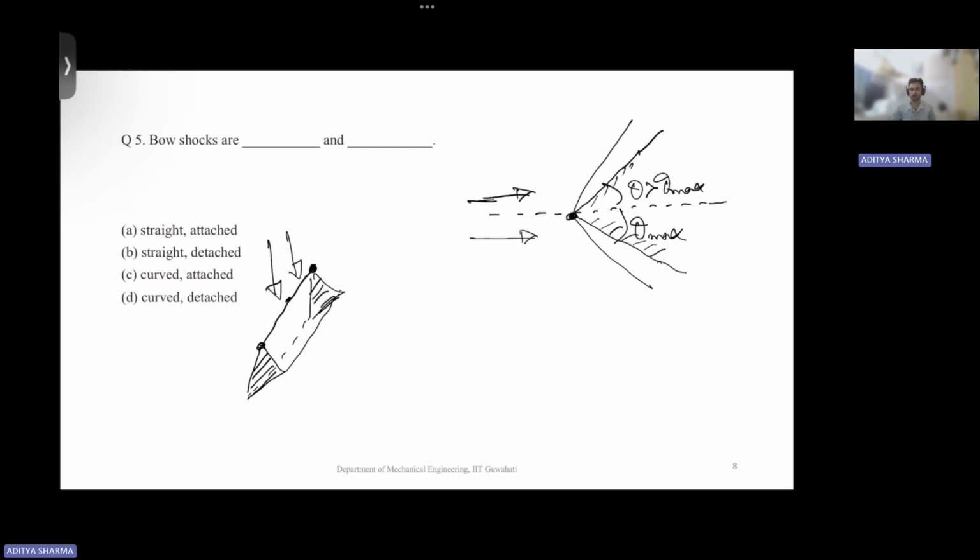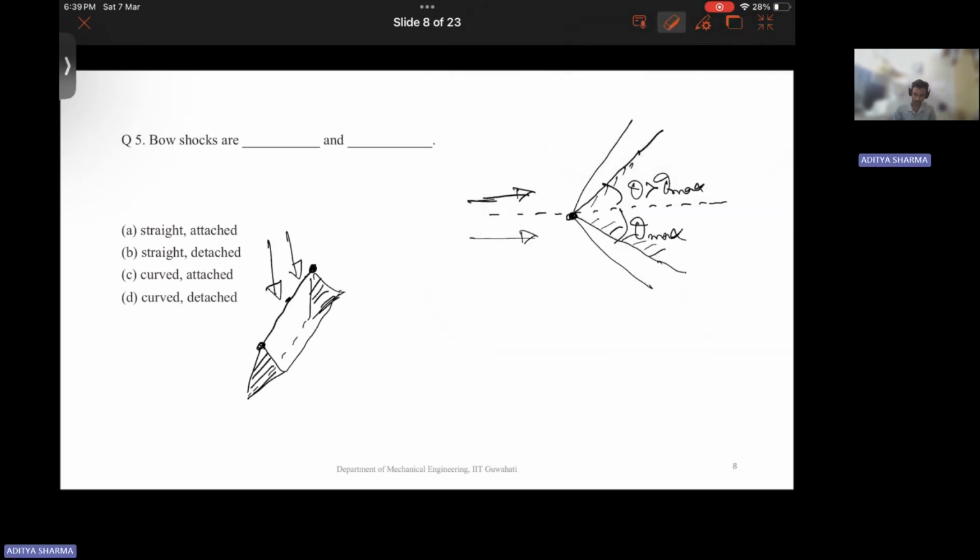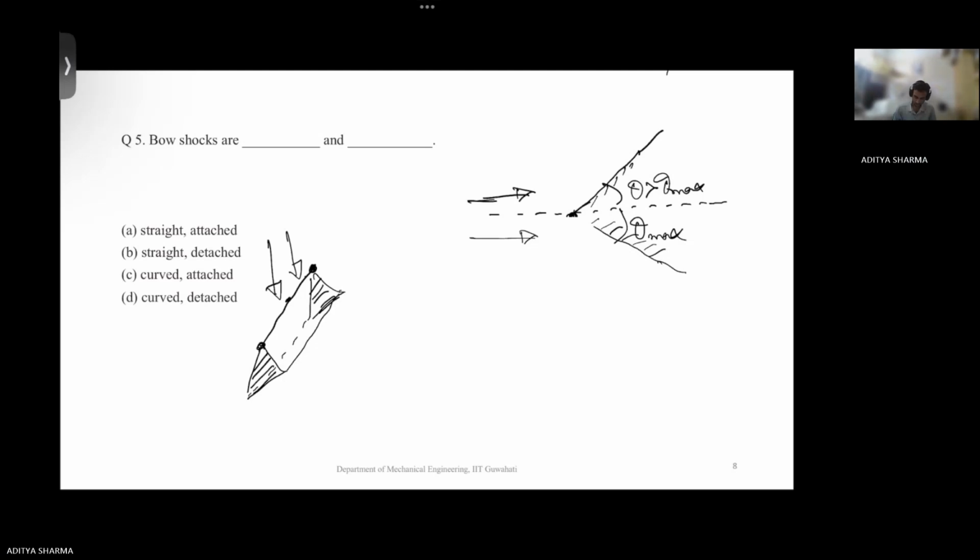So this is there. So if your theta is greater than your theta max, then what will happen? You will not get this attached kind of shock. Okay. You will get a shock something like this. This basically is your bow shock. Okay.